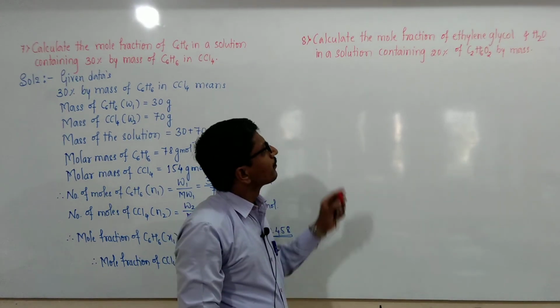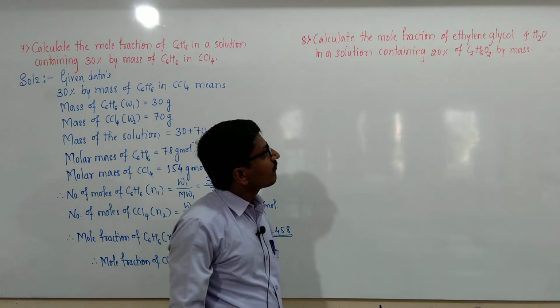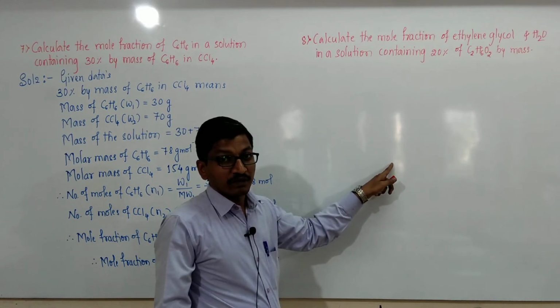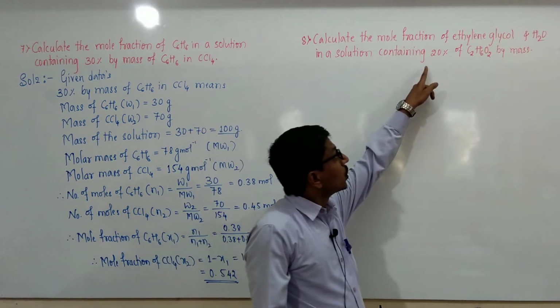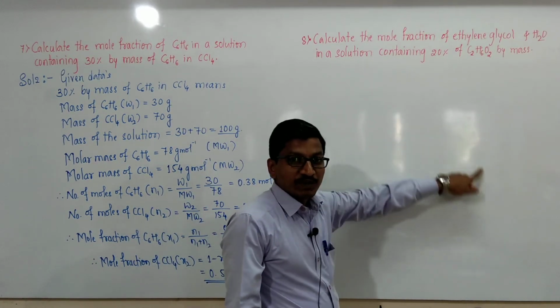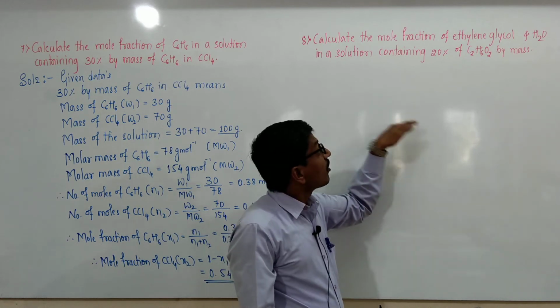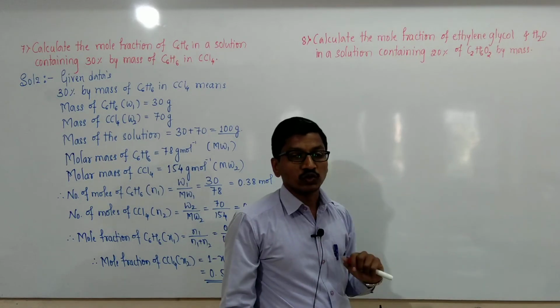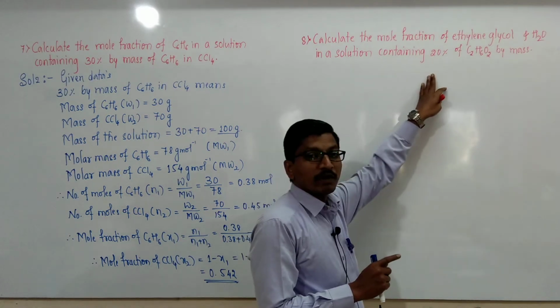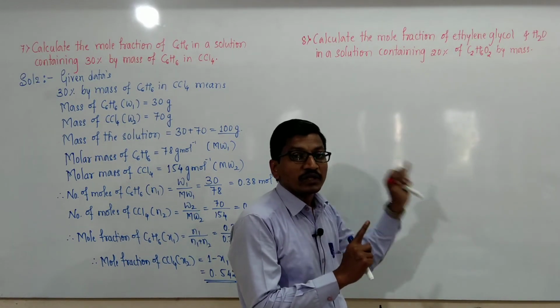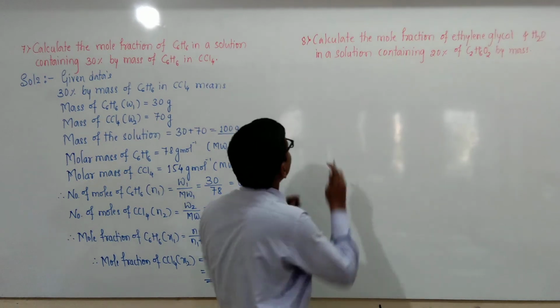Here also, 20% of ethylene glycol by mass in water is present. That means 20 gram of ethylene glycol is present in the solution and 80 gram of water is present in the solution. By this statement we can identify the mass of ethylene glycol and mass of water.